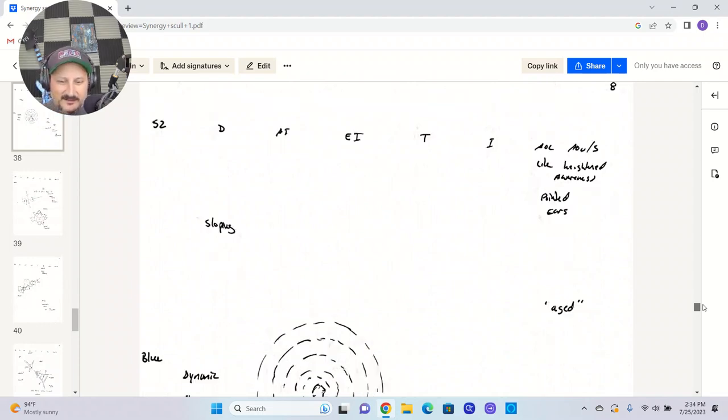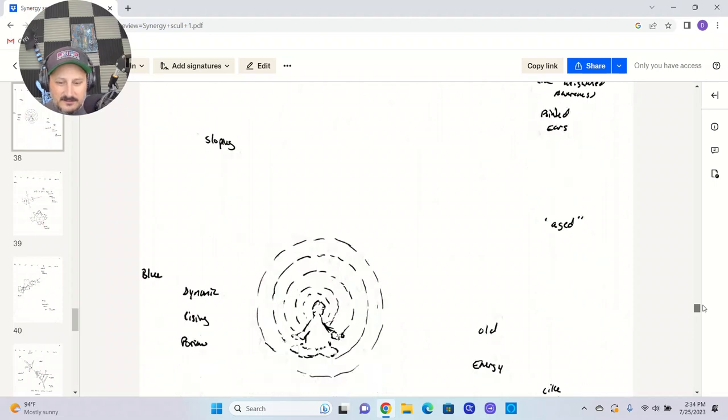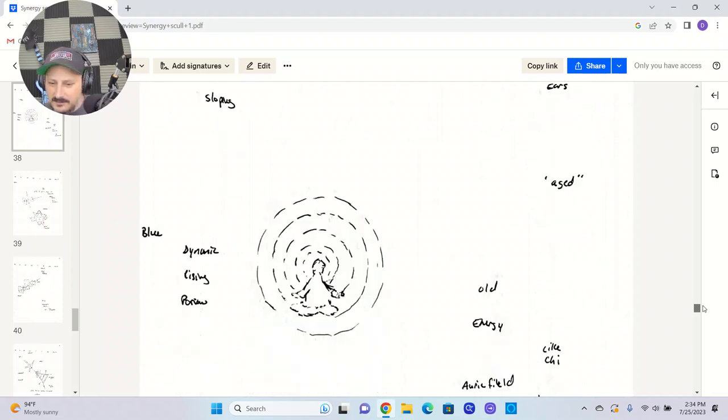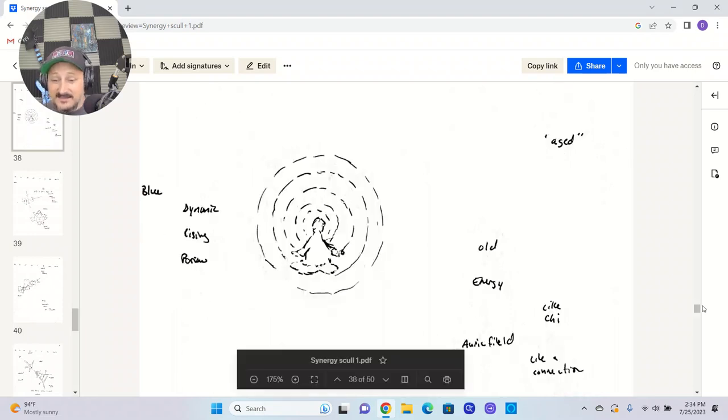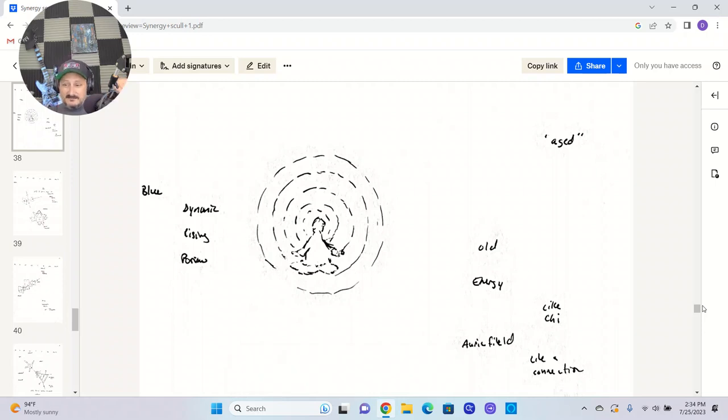AOL signal, like heightened awareness. Again, this guy in this lotus position, and I'm getting this feeling of telepathy or astral projection or something like that. Old energy, like chi. I got a sense of an auric field, like a connection.